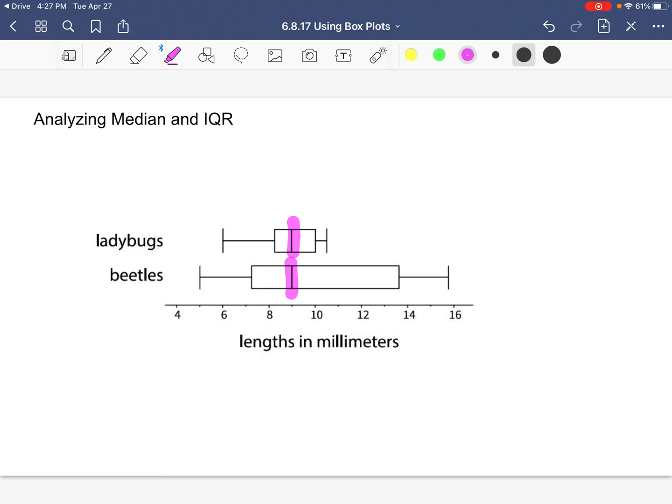And if you think about it, the ladybugs that we see in our gardens are all pretty much the same size, whereas beetles I see around the place at least can vary very much in size. So I'm not surprised to see a much bigger interquartile range for the lengths of the beetles.